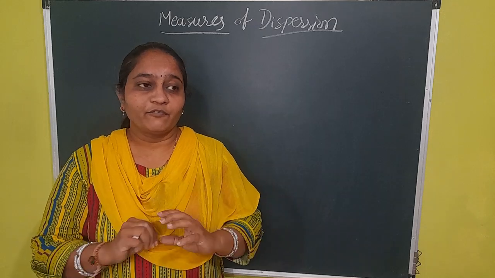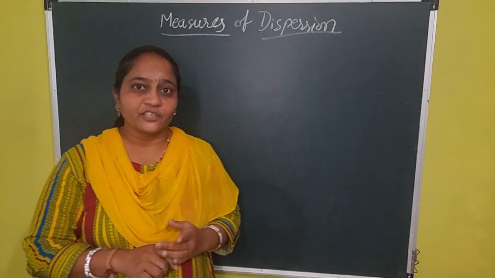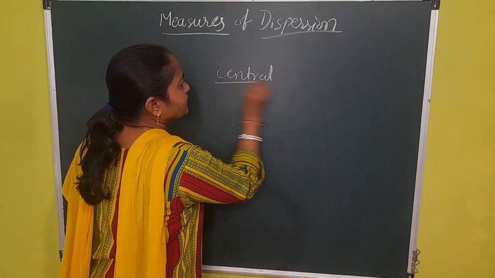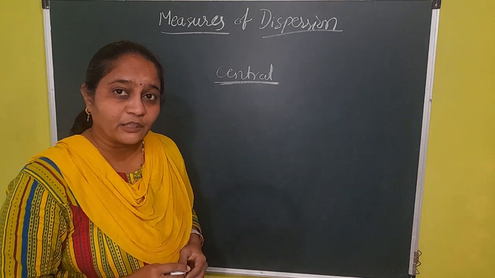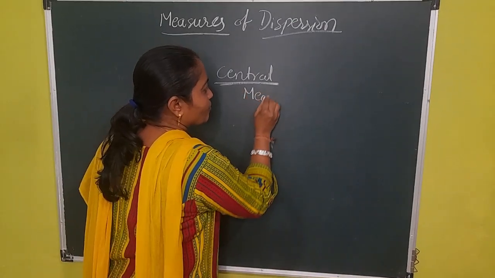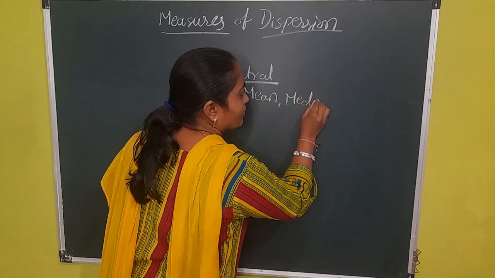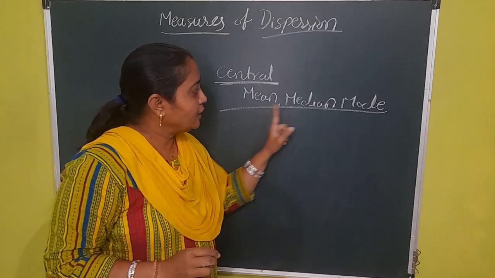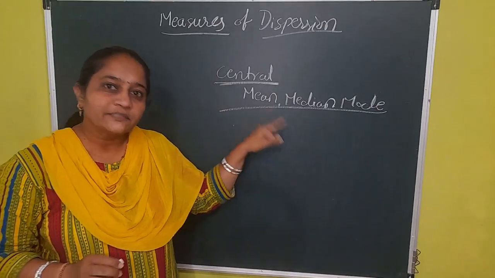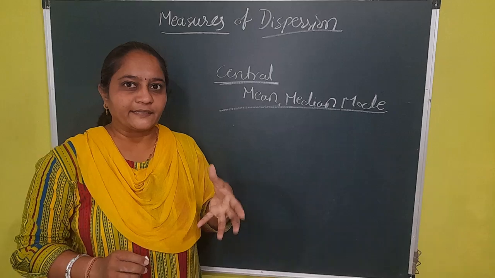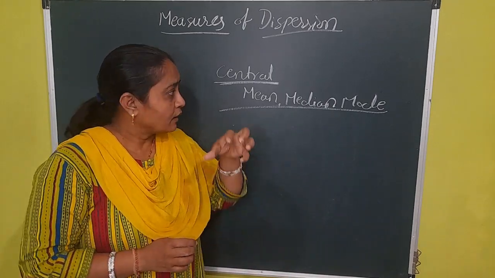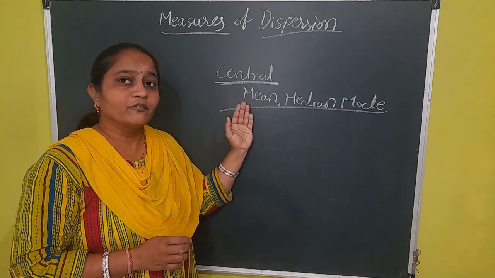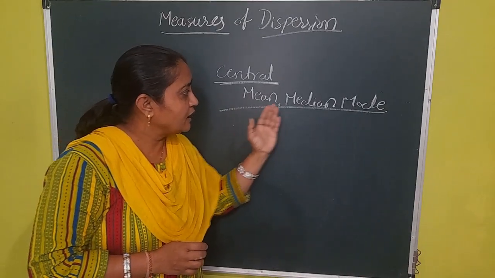For example, in the last lectures we saw central tendency. Under the measures of central tendency, we studied mean, median, and mode. These are called the central tendency, which means the center place of the given data.